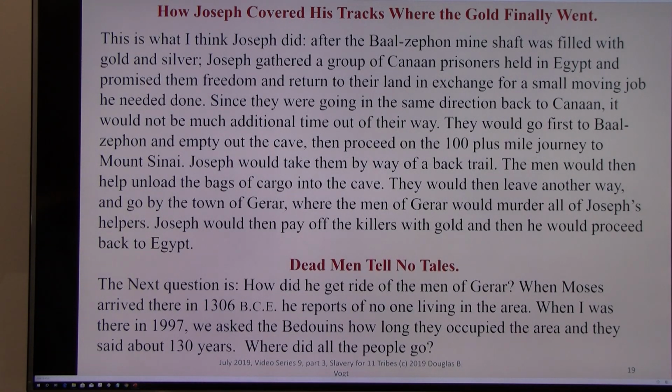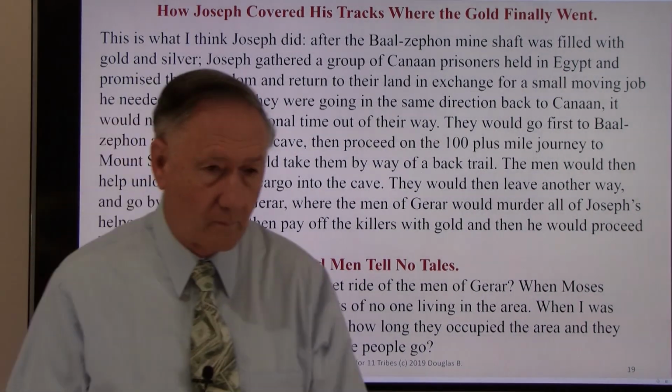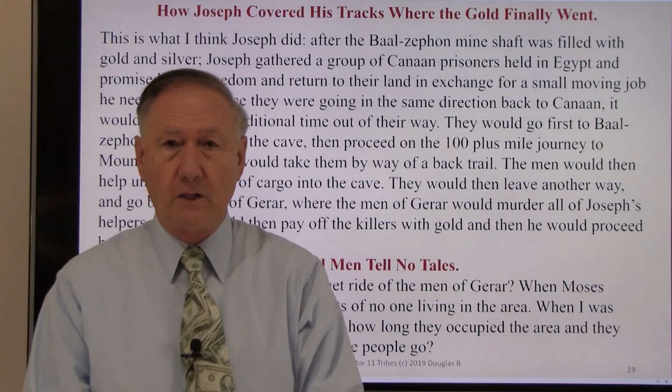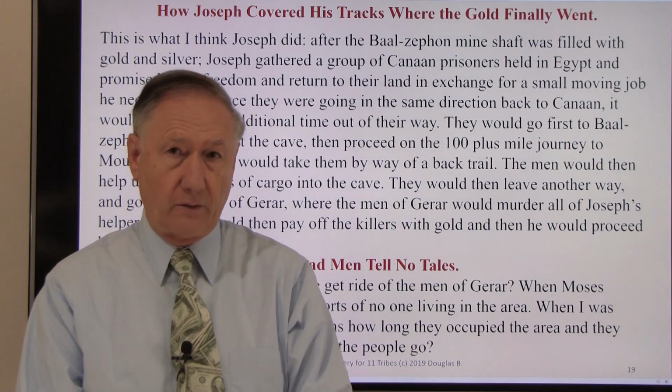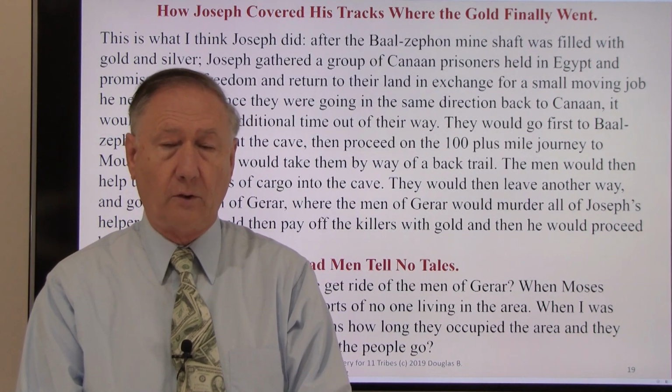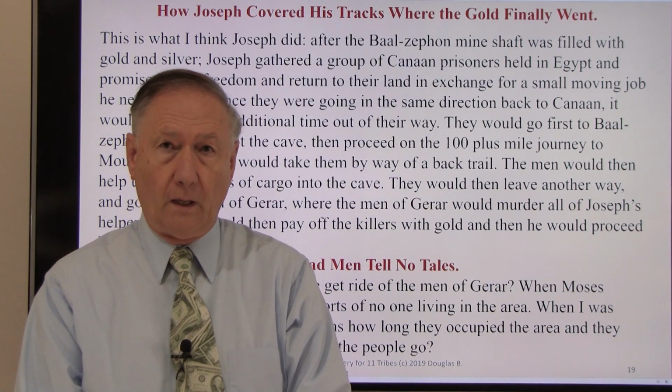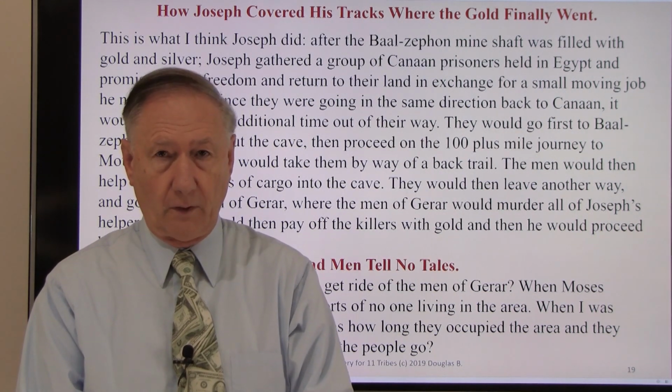This is what I think happened to Joseph. I'm just going to stand in front of this because I know this thing too well. Here he has Baal-zephon as a waylay station. He had a spent gold mine, which you saw. It was originally maybe 40 or 50 feet long.